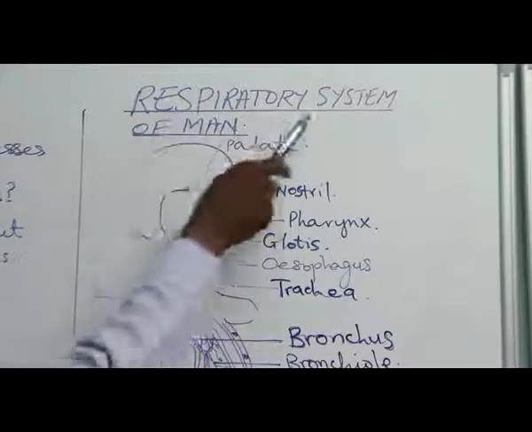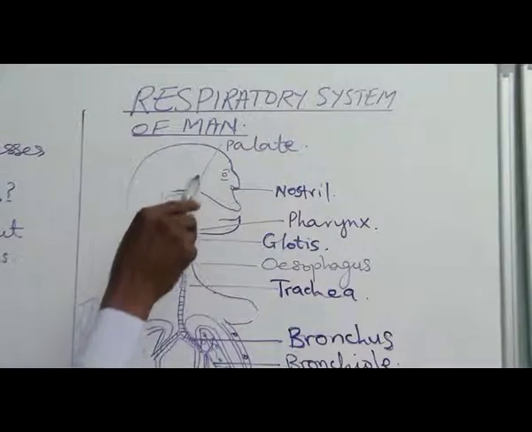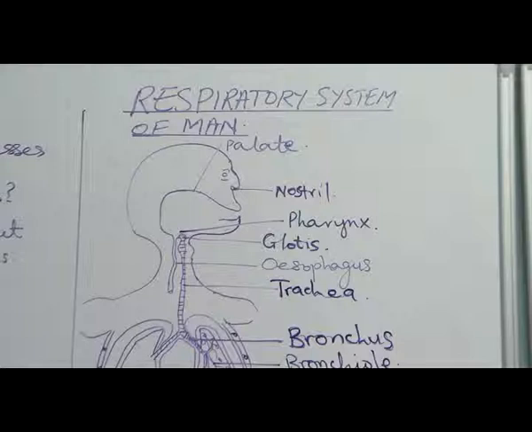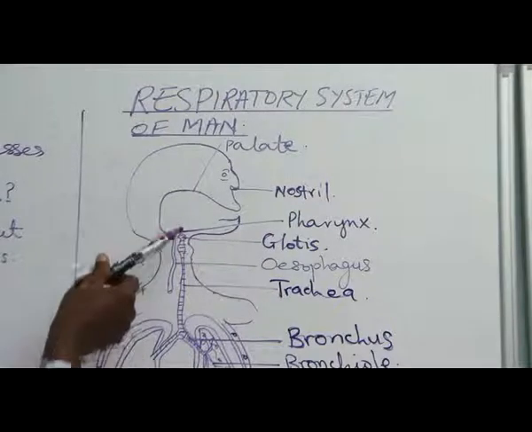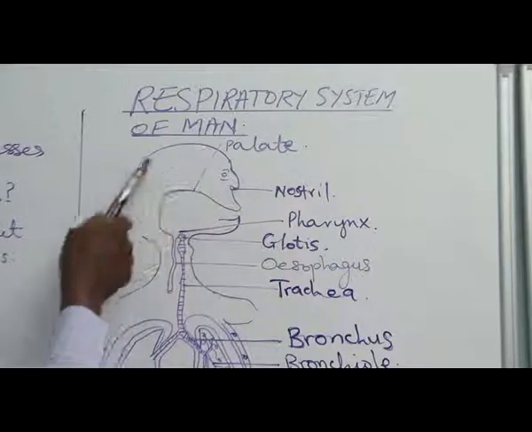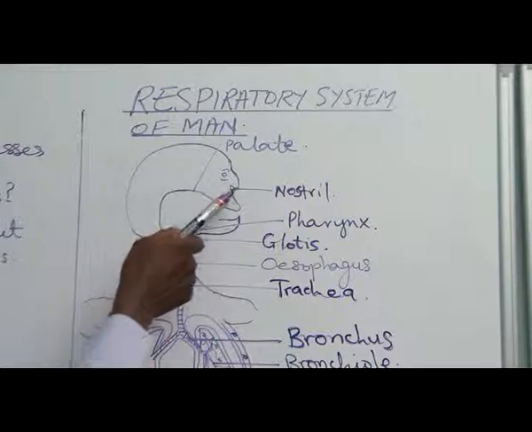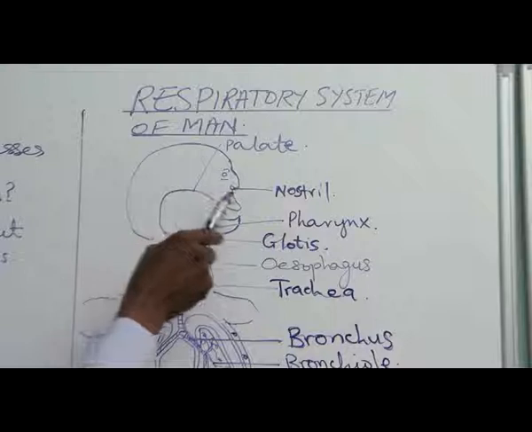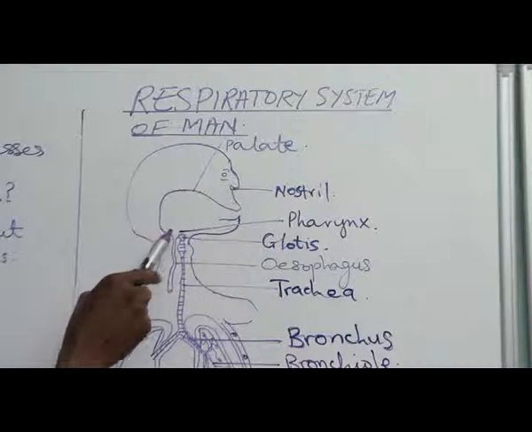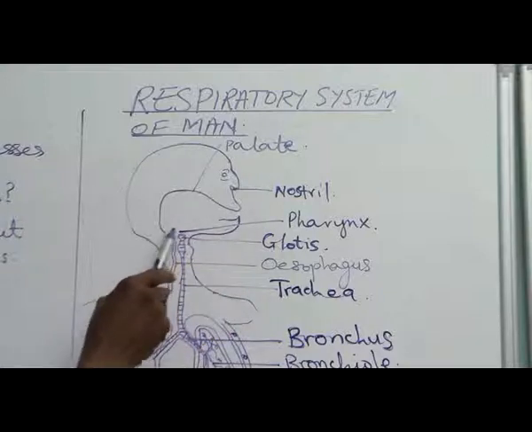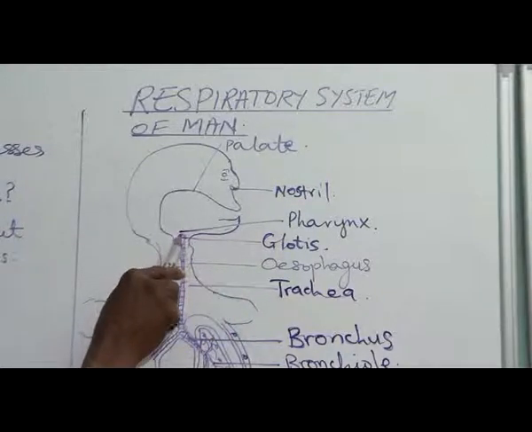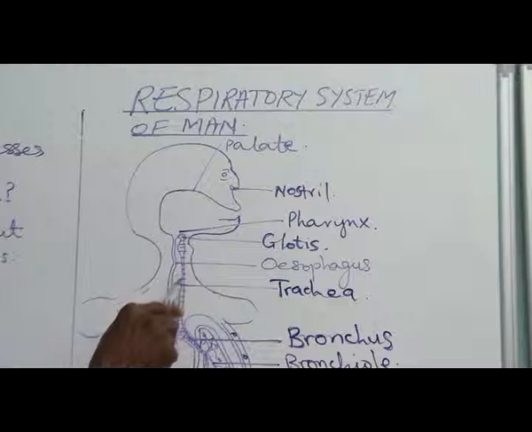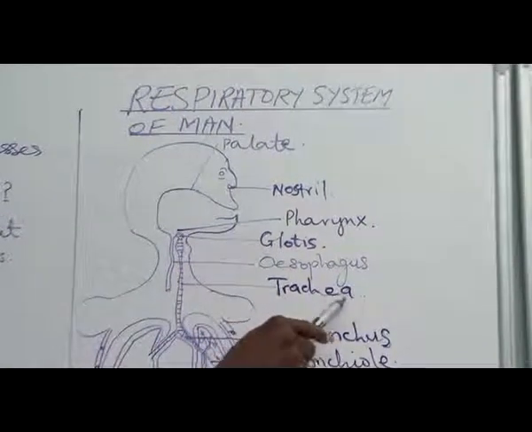The respiratory system in man comprises these structures. As you can recognize, this is the head. On the head you have the nostril. The nostril has a nasal canal and ends up at the back of the tongue, that is the pharynx. From there the air enters this tube, which we call the windpipe or the trachea.